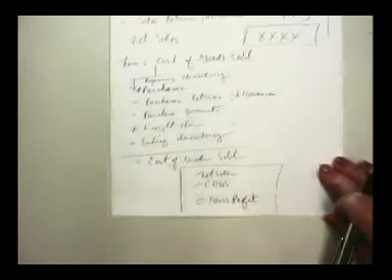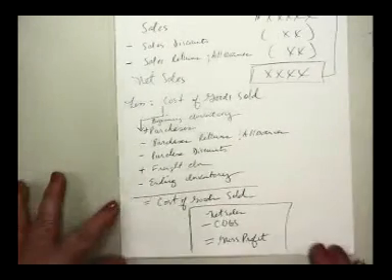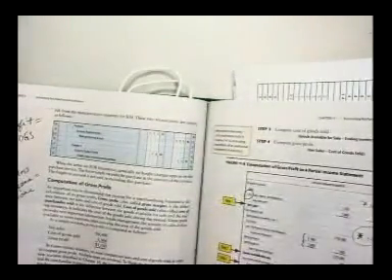Okay, so any questions on just the basic outline of what we're looking at there? Okay, so let's put some numbers to it, and that makes it a little bit simpler to understand as well.